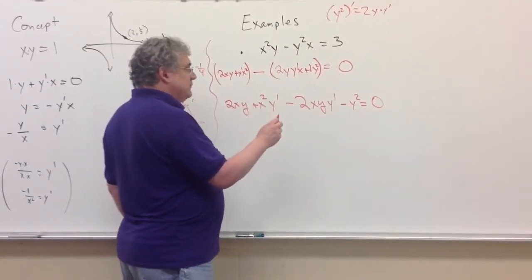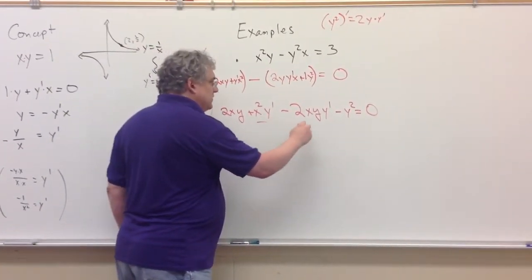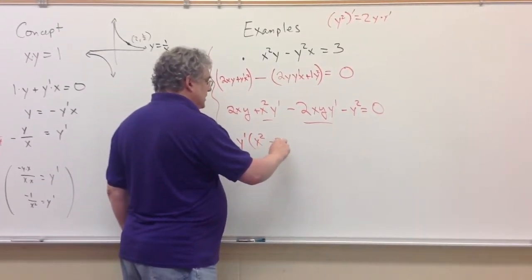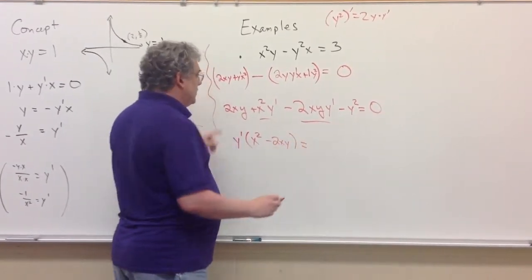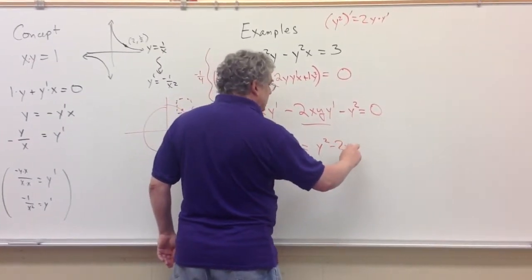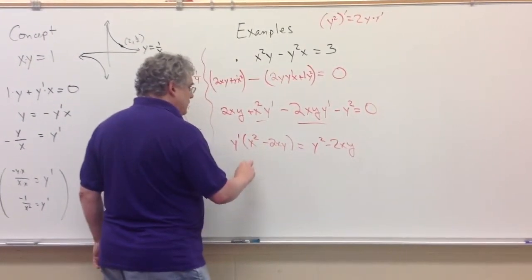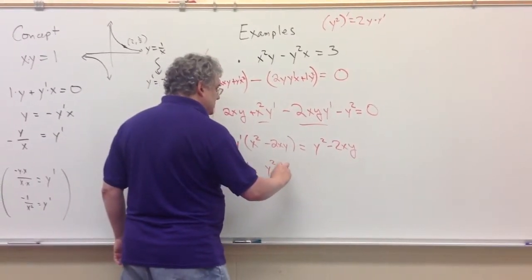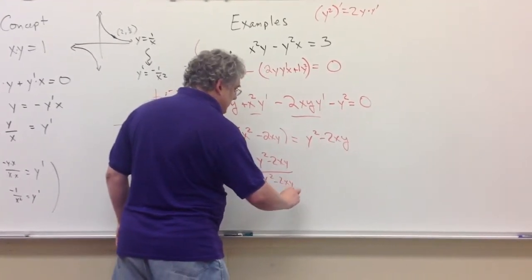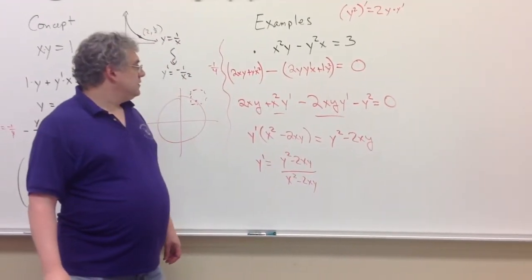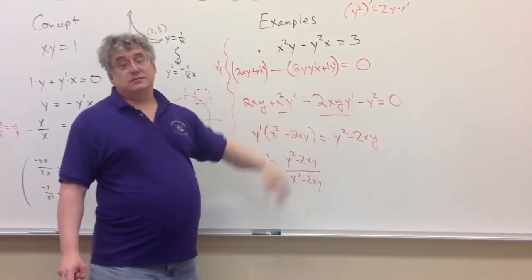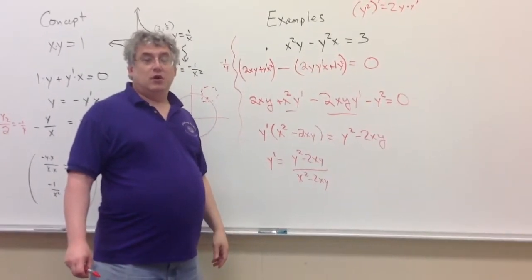So, the next step is to keep all the y primes on one side. Here's a y prime term, here's a y prime term. Keep them here. I have an x squared term minus 2xy. Here, bring the other two over. So I get a y squared minus 2xy. Divide out, I get y prime equals y squared minus 2xy over x squared minus 2xy. It looks very symmetric, and that seems a little strange. But this is very symmetric, so it seems reasonable. Hopefully it makes some sense.